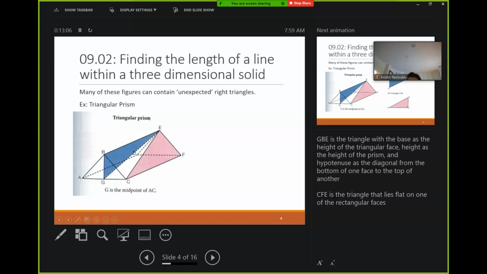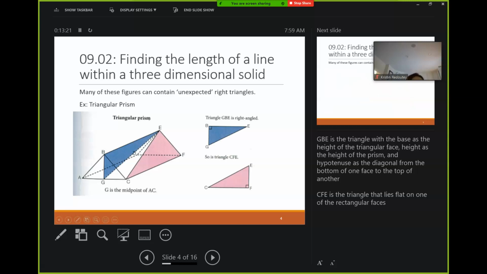So again, we know that this is a right triangle because the height of our triangle needs to intersect this top edge of our face at a 90-degree angle. So this angle GBE is our right angle.